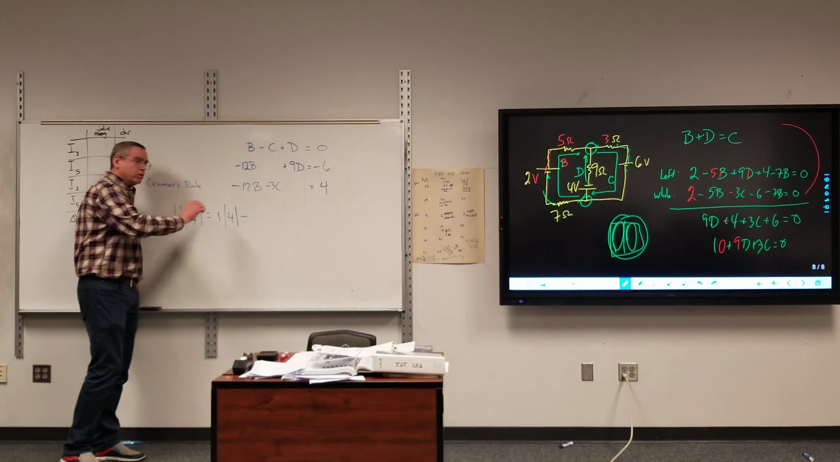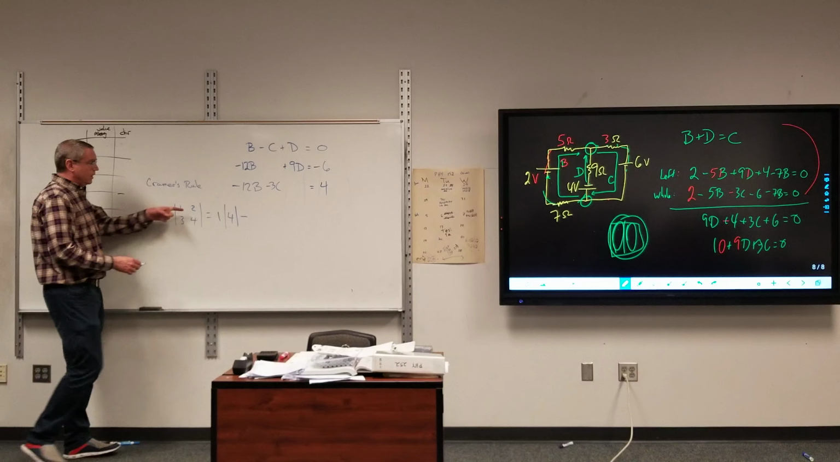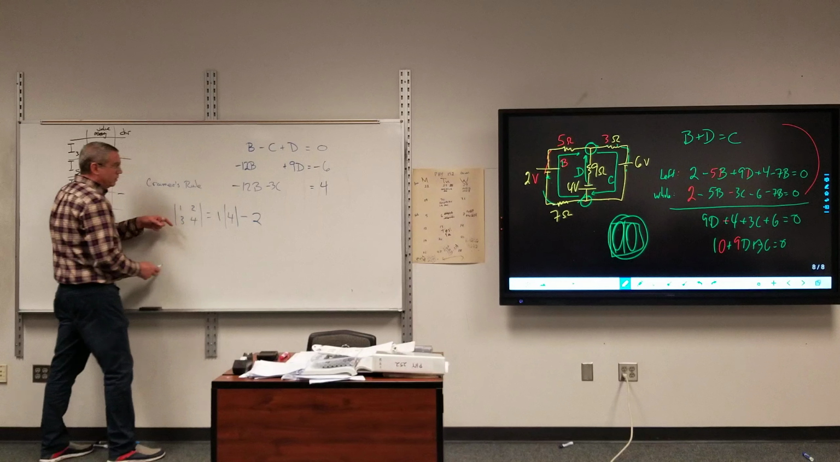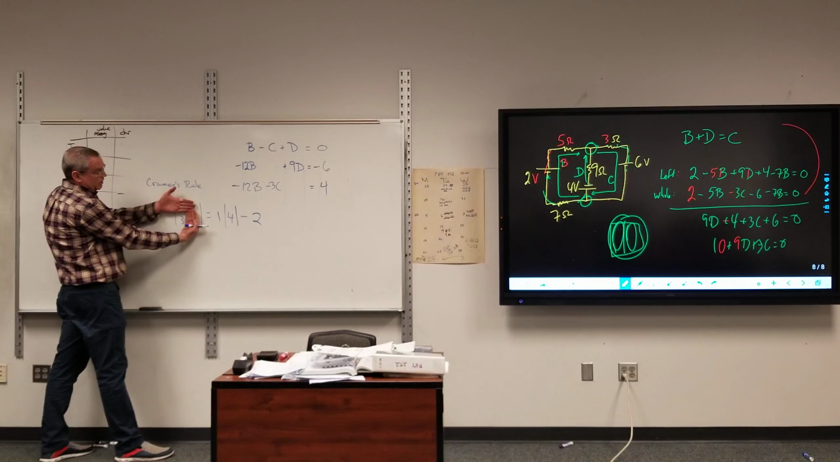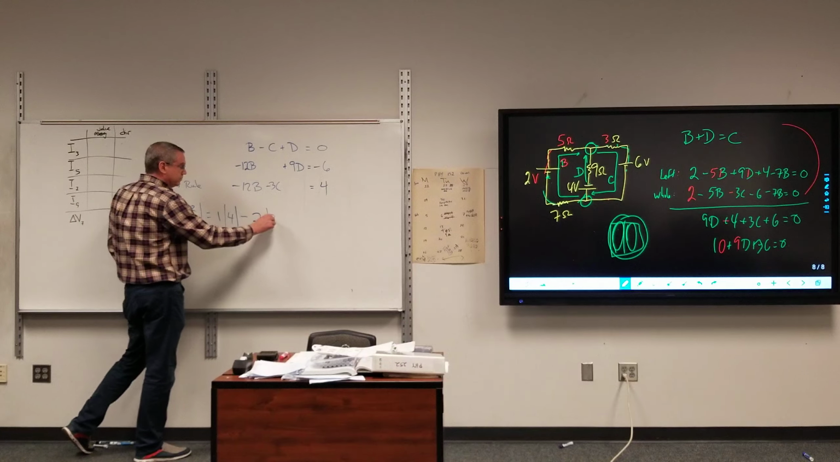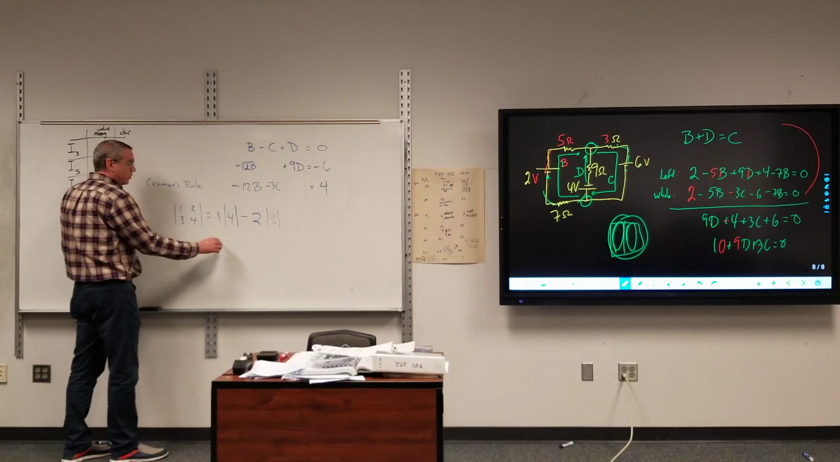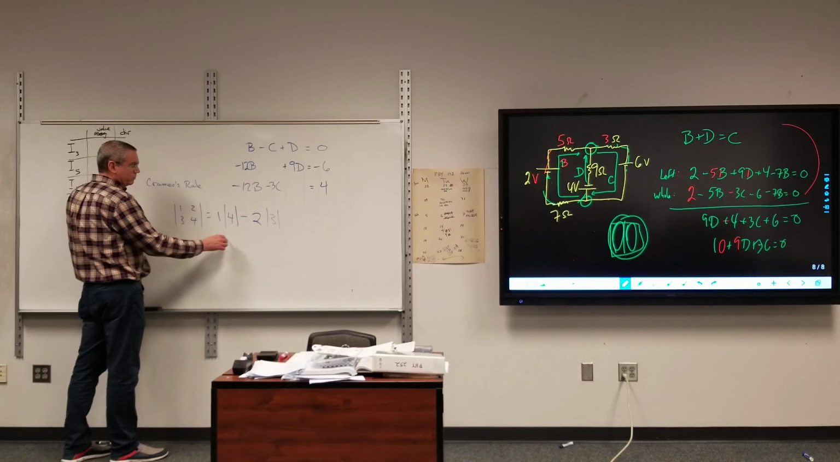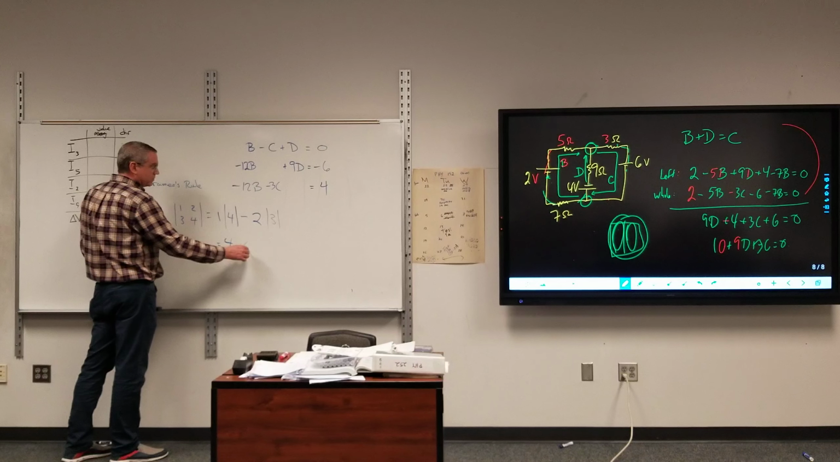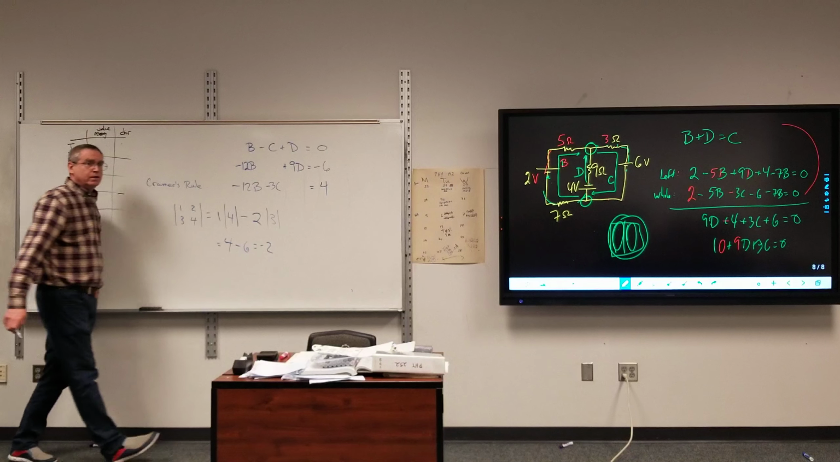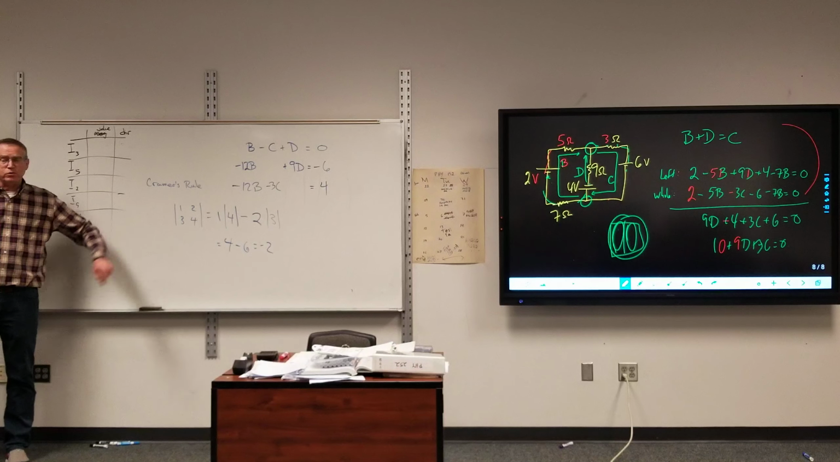Minus, because as you go across, you alternate signs. 2 is the next one. I will eliminate that row and column, and what I'm left with is a 3. And so this determinant of 4 is 4, so this becomes 4 minus 6, or negative 2. That is the determinant of this 2 by 2 array.